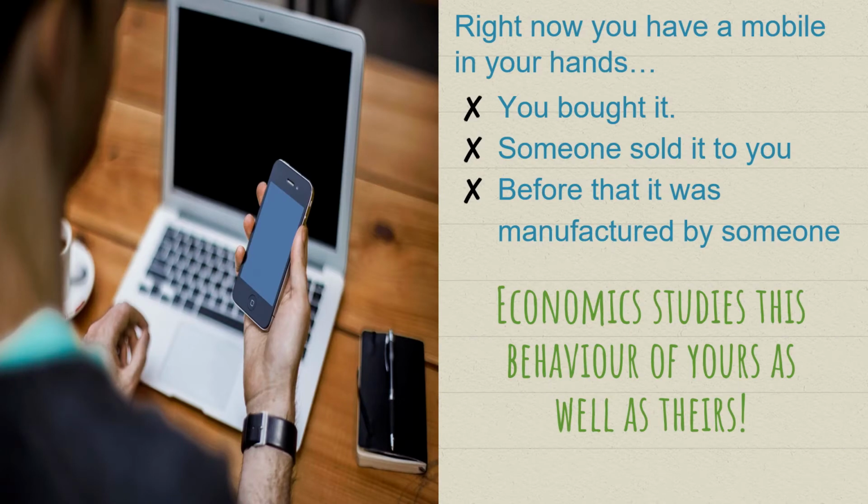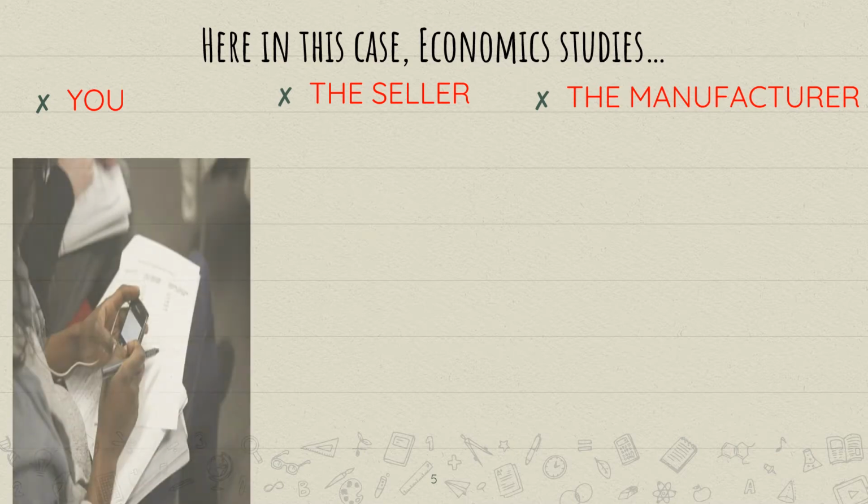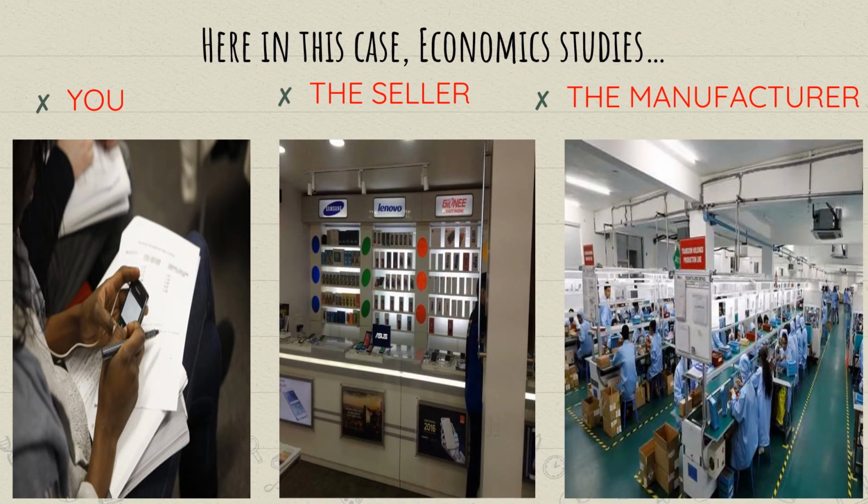Right now, you have a mobile in your hands, right? Well, you bought it. Someone sold it to you. Before that, it was manufactured by someone. You know, economics studies this behavior of yours as well as theirs. Here in this case, economics studies you, the seller, and the manufacturer.